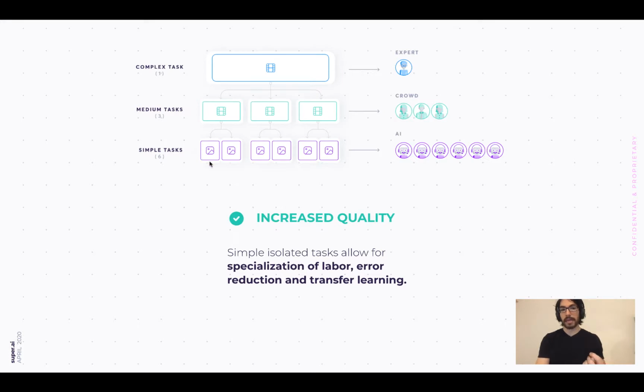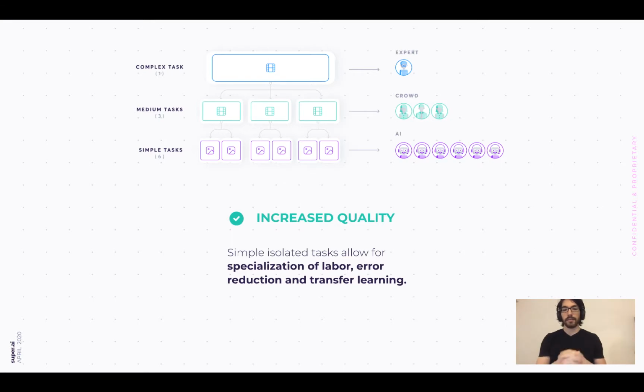So you can have one of these narrow AI or a human just focus on a very specific task. For example, drawing a bounding box on a very isolated piece of an image. This is equivalent to someone putting a tire on a car. You could put a tire on a Toyota or a Mercedes or any car.